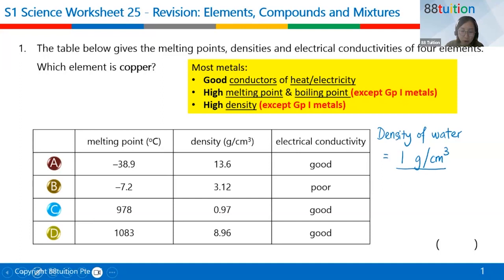Now, any substance more than 1, so 8.96 is more than 1. So it's more than density of water. Therefore, you expect it to sink. So D will sink in water. Is everybody clear? All right.